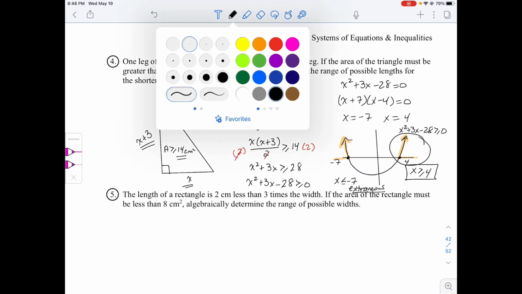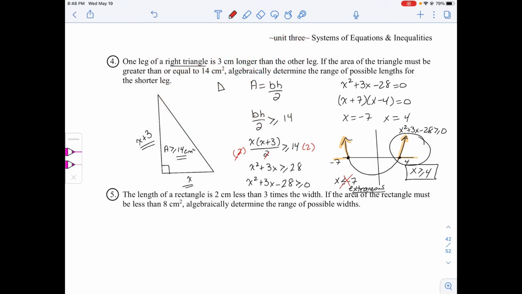Normally that would be for sure an answer to that question if it didn't have the restriction that length has to be positive. The inherent restriction there. Okay, hopefully that one helps.